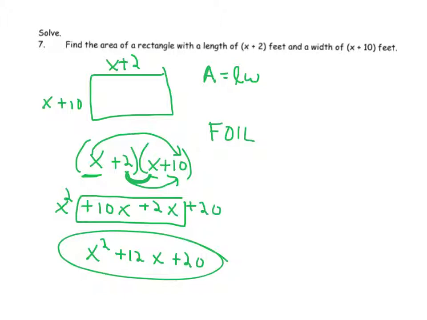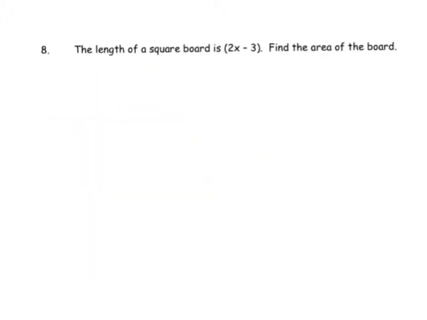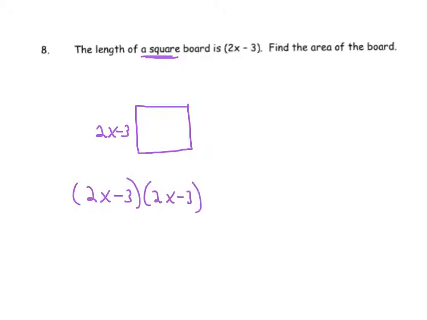All right, last problem. Number 8, it says the length of a square board is 2x minus 3. Find the area of the board. So if it is a square, that means all the sides are the same. And if you want to find the area, you're going to multiply the length times the width, or take the side and square it. So that means we're just going to take 2x minus 3 and multiply times 2x minus 3. Now you can pause it and check your answer if you would like to work it on your own and then check. I'll do the box method on this one just because I'm switching it up.